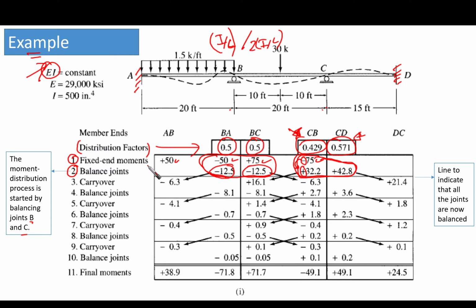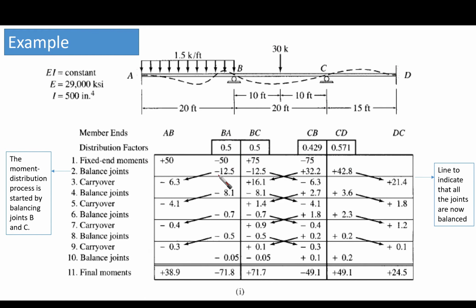Okay, so now we finished the first cycle. Now let's go to the second cycle. What we are going to do is carry over for all the moments. So we are going to look at this point. Let's erase everything here, Shift E, and now we have this minus 12.5. We want to make the carryover. The far end here is what?